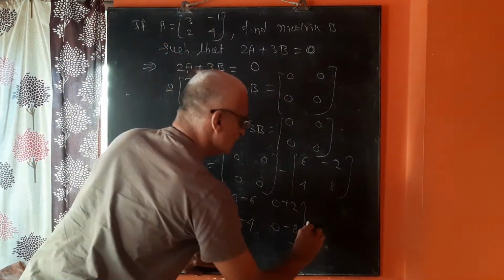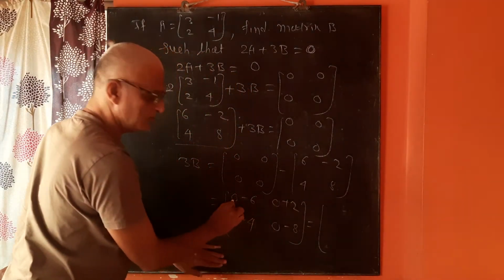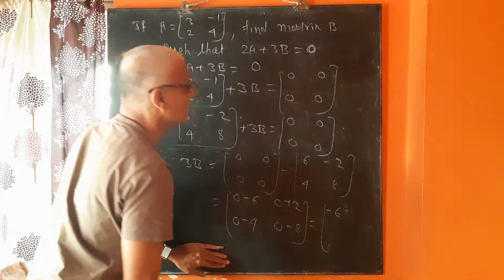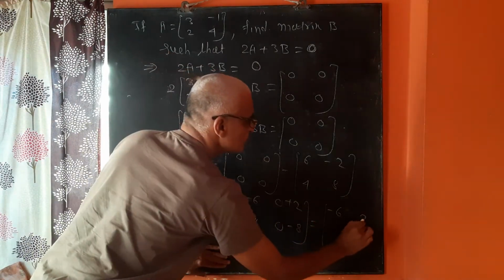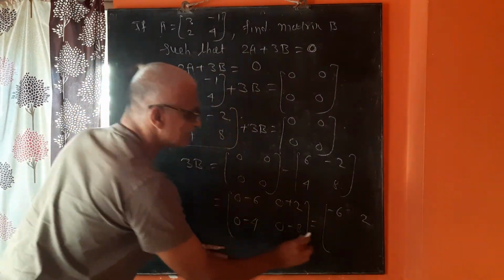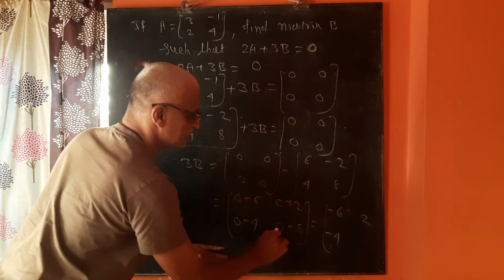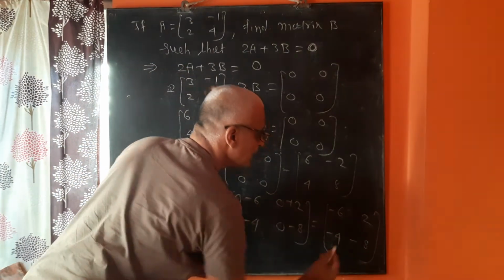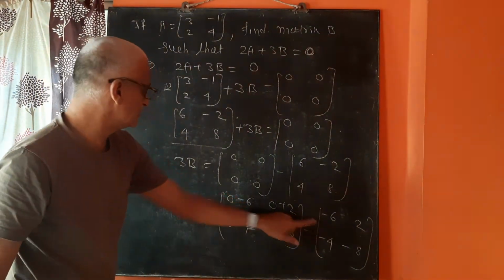Which is equal to 0 minus 6, that means minus 6. 0 plus 2, that means 2. 0 minus 4, that means minus 4. 0 minus 8, that is equal to minus 8. This is the value of what? This is the value of 3B.